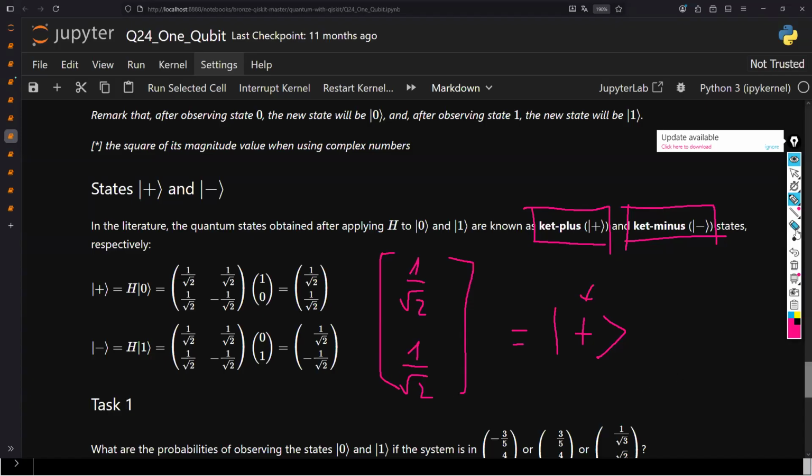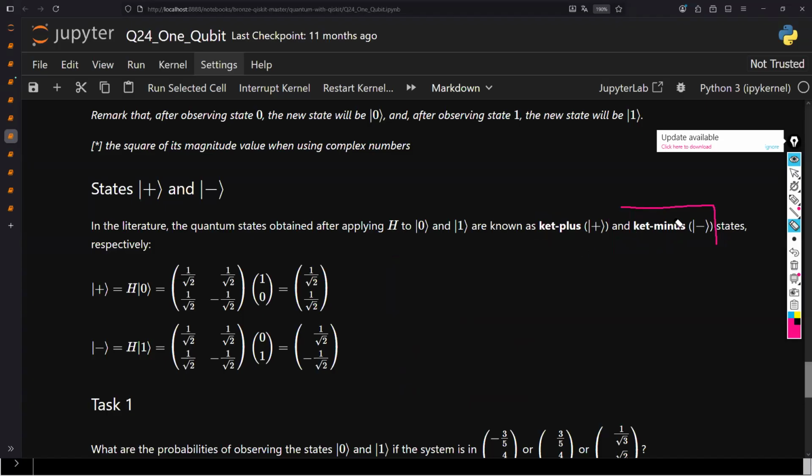And the other one that has a minus in the bottom is a ket minus. So these are two distinct states, and it's really nice if you memorize them, because it will be easier for you to recognize what happens.